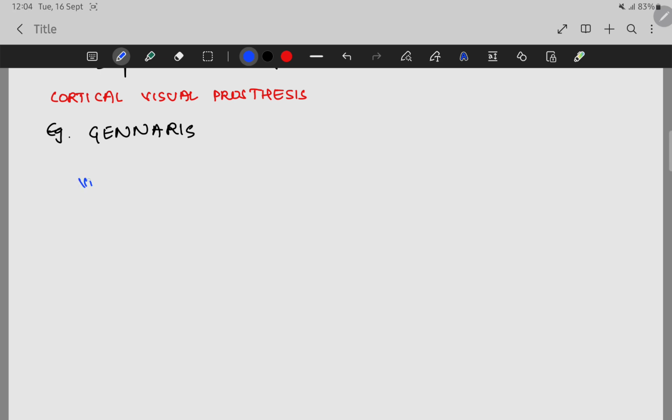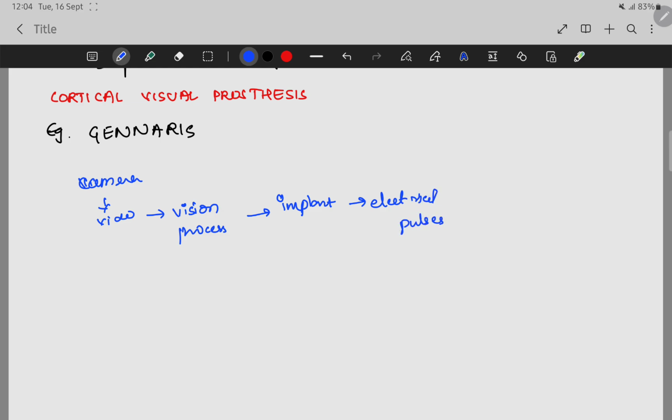So there is a camera which records the video, then it sends it to the vision processor, then it goes into the implant. From there it is converted into electrical pulses which stimulate the brain. And thus the visual pattern is seen.